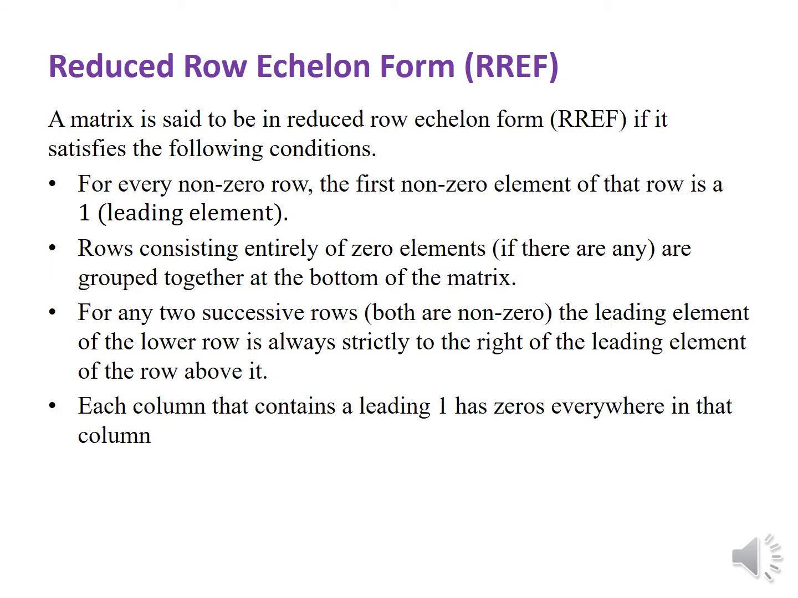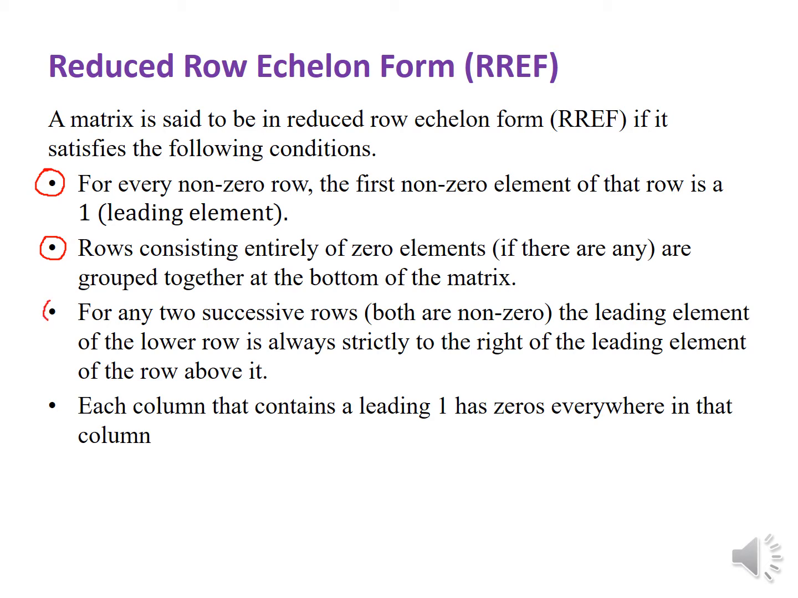Okay, first we will discuss the conditions of reduced row echelon form. The first condition is that for any non-zero row, the leading element will be 1. The second condition is that if there are any rows in which all the elements are 0, then these rows are grouped together at the bottom of the matrix.